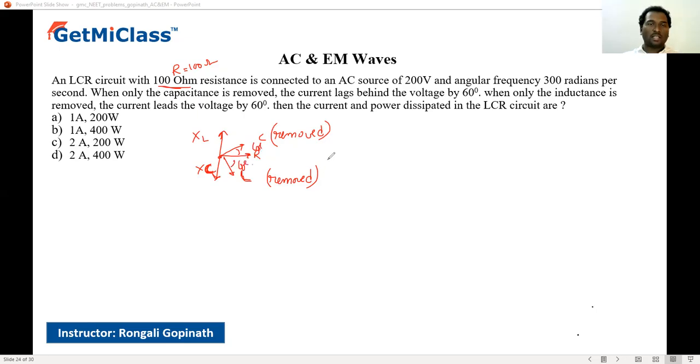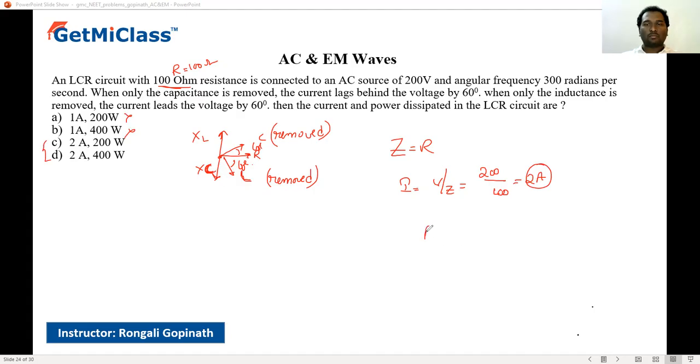So we can say that XL is equal to XC. So Z is equal to R. So the current I is nothing but V by Z. Vrms is 200 divided by Z is 100, which is 2 amperes. So option A and B are wrong. It's either C or D.